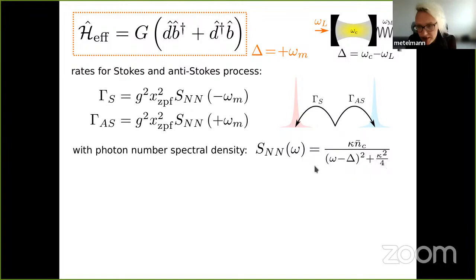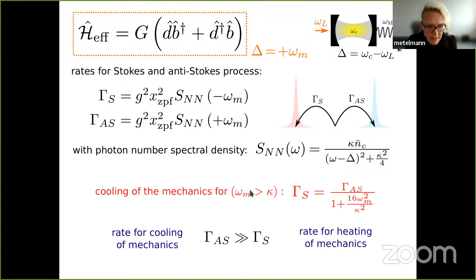And important is that in terms of these rates, we can obtain cooling of the mechanics when the anti-Stokes rate is actually dominating over the Stokes. So the rate for cooling is larger than the rate for heating. And this is the regime we want to be in. But one requirement is that we need omega m to be larger than kappa. So we have to be in the resolved sideband regime.